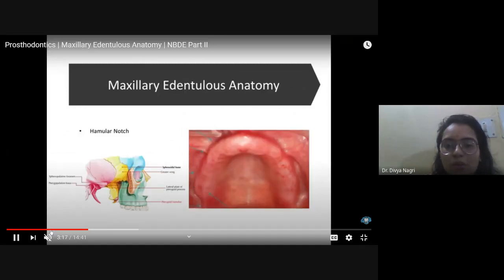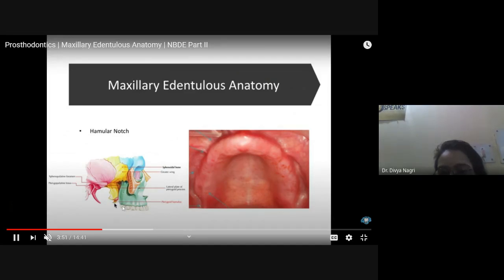Then we can talk about the hamular notch. If we see the hamular notch, we can see this diagram. This is the diagram of the maxilla showing the edentulous ridge. This part is your maxillary tuberosity. Posterior to this, the depression which you can feel is your hamular notch. This is basically the part. This is the pterygoid hamulus.